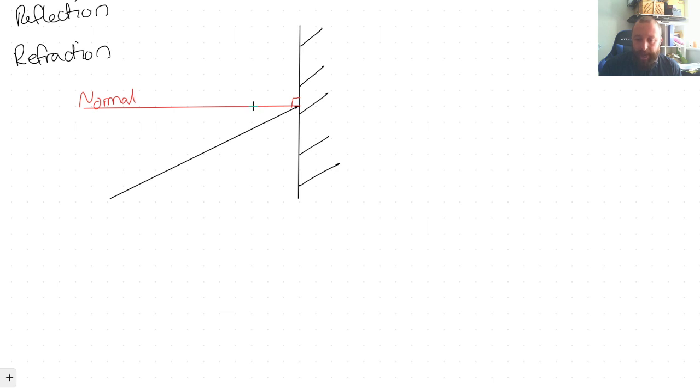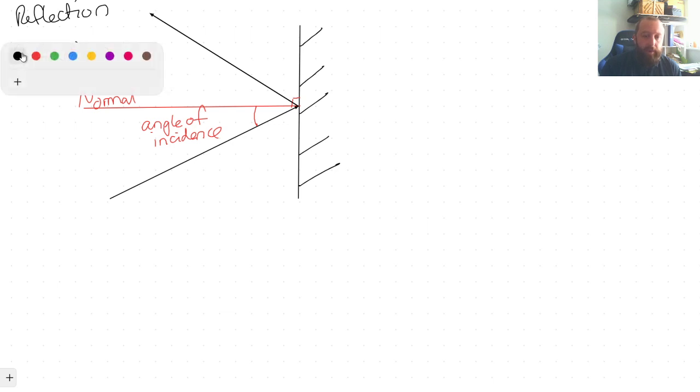Now, when the light's coming in, we've got an angle here, and that angle is the angle of incidence. When the light reflects back out again, let's do another arrow, we should end up with the angle of reflection, which should be the same. So that's the angle of reflection, that's the angle of incidence, and those two should equal each other.